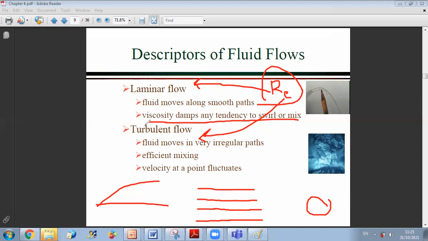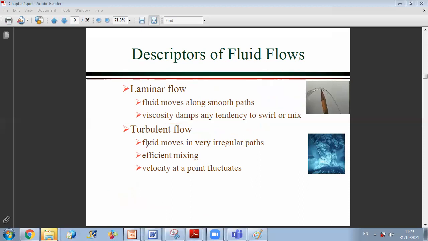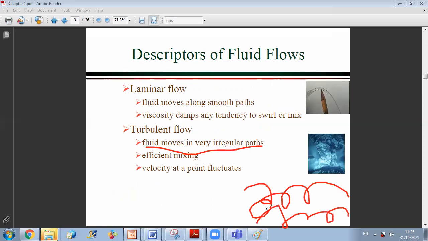Now, turbulent flow is characterized by what? It's characterized by very irregular paths. So you have very random motion, and you have mixing effects. As you can see here, this is an example of turbulent flow. You see a lot of turbulence, a lot of mixing, a lot of swirl in the flow. While here, for this jet of water, it's very smooth. So this is laminar, this is turbulent.